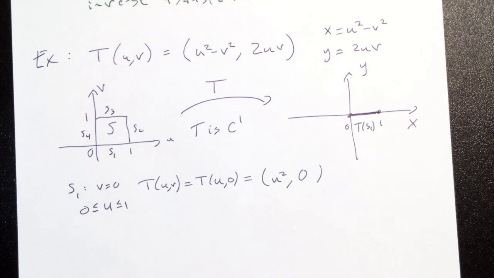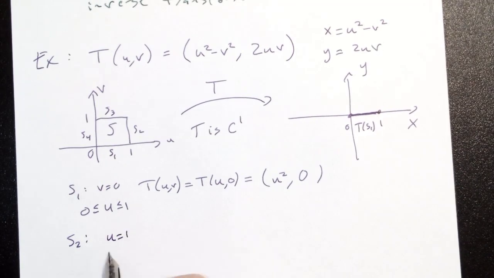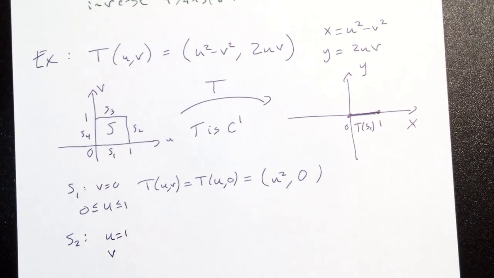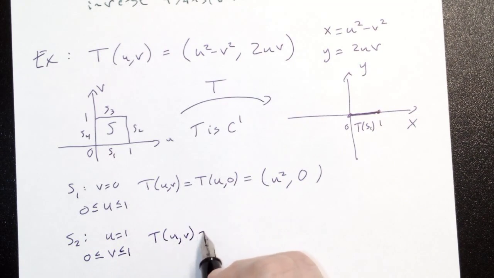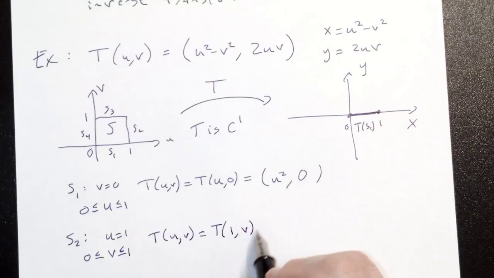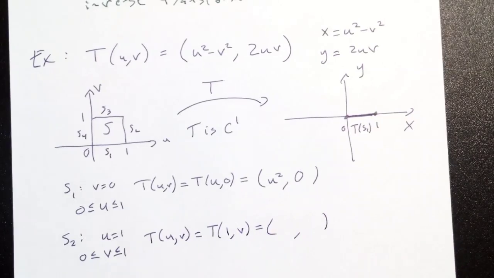Let's look at side 2. What do I know about all the points on side 2? U equals 1. But then I should know something about V as well, right? What do I know about V on that piece? So now I'm going to do T of UV, but that's going to be T of 1 comma V. What do I get here?